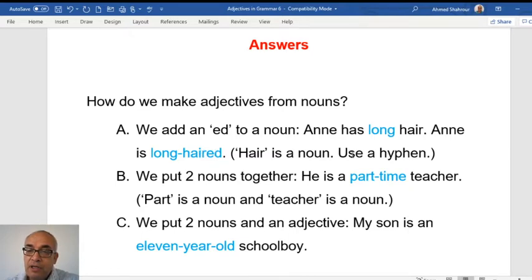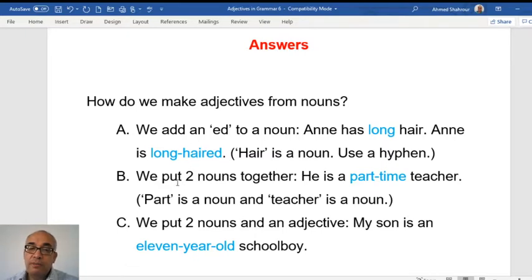Hair is a noun and use a hyphen. So between long and hair I have to use this little line because I am making a compound adjective. So I have to use this hyphen between long and hair.